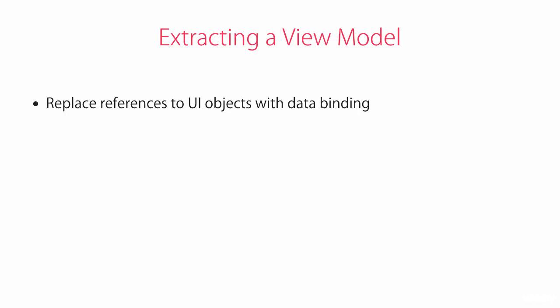Now earlier, in my recipe for extracting a view model, I told you that you should replace any references to control or the page class with data binding. Now, as an extension of this principle, anywhere you have an event handler method, you can replace that, well, most of the time, with an ICommand interface.